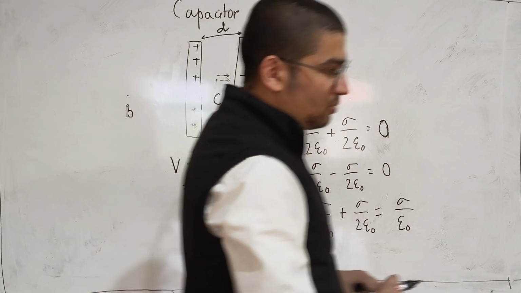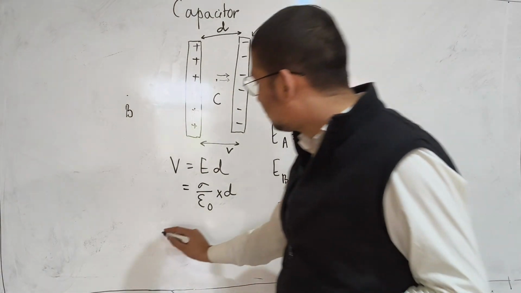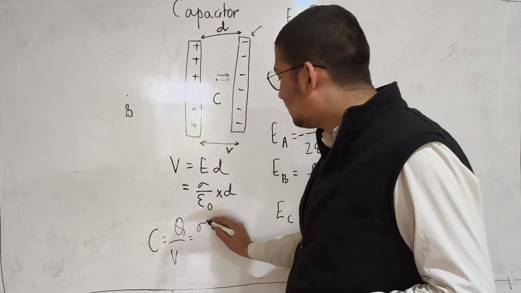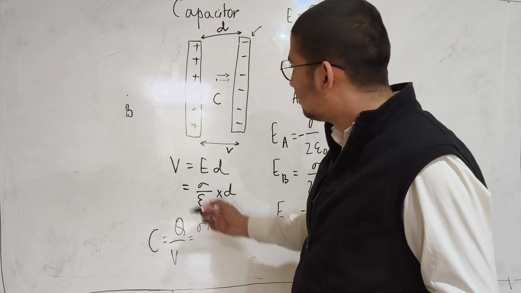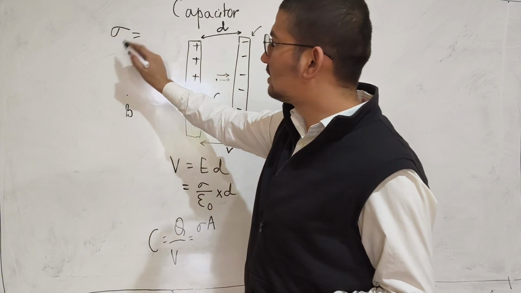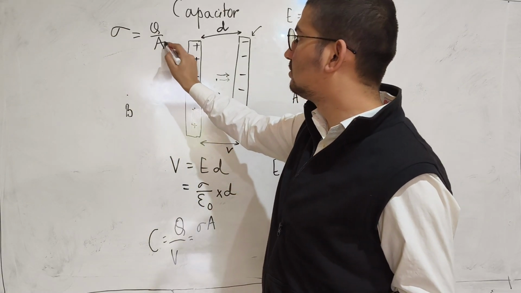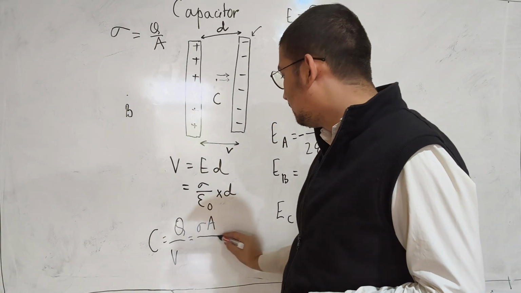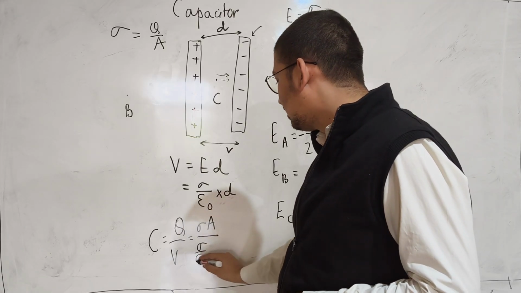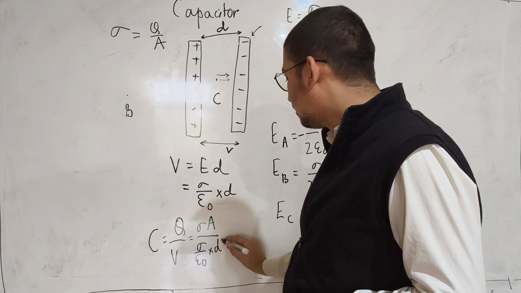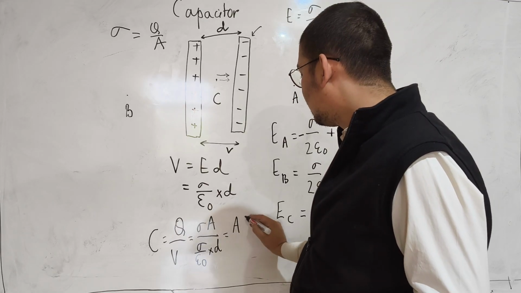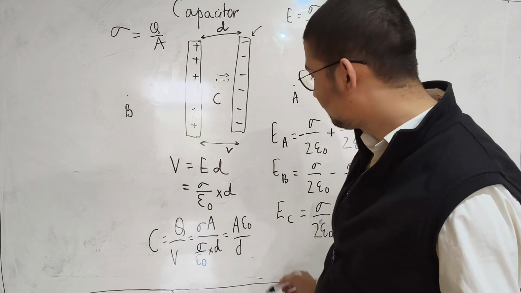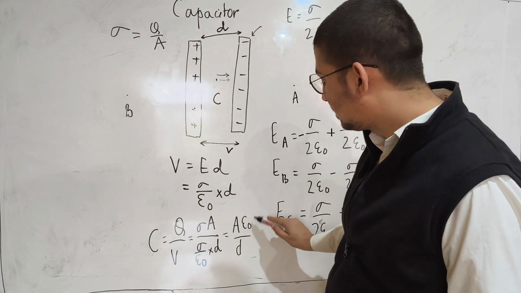So we can now find out the capacitance. C will now be Q by V. Q can be written as sigma times area, because we know charge density sigma is Q by A. So charge is sigma into area. V is sigma by epsilon naught into D. So from here we get C as A epsilon naught by D. So the capacitance of a capacitor can be found out from this expression.